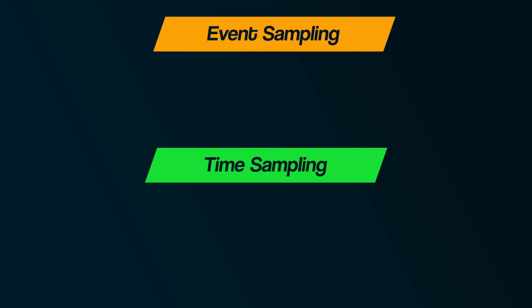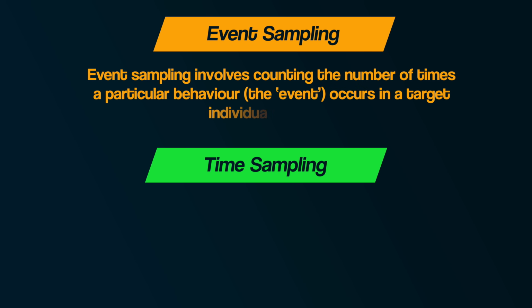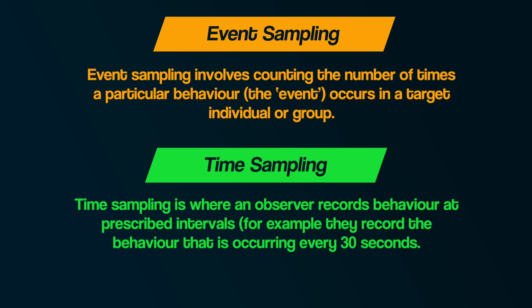from other students. As a reminder, there are 2 ways of recording what you observe in an observation, known as event sampling and time sampling. Event sampling involves counting the number of times a particular behaviour, the event, occurs in a target individual or group. I know, how annoying that it includes the word time there. Time sampling, on the other hand, is where an observer records behaviour at a prescribed interval. For example, they record the behaviour that is occurring every 30 seconds.